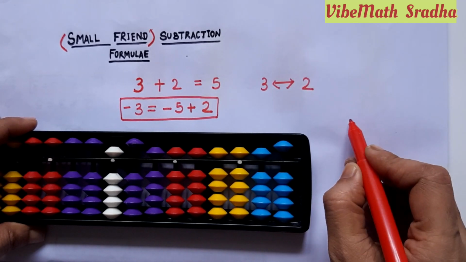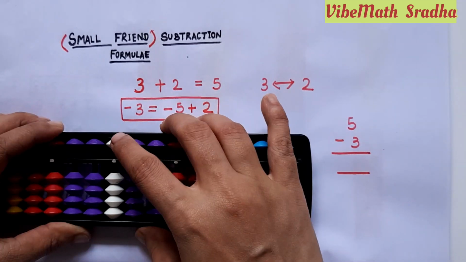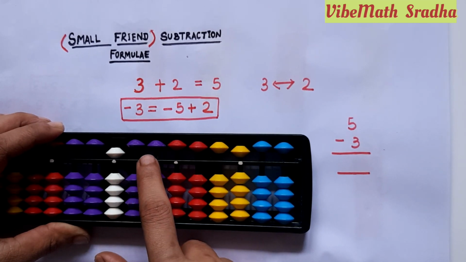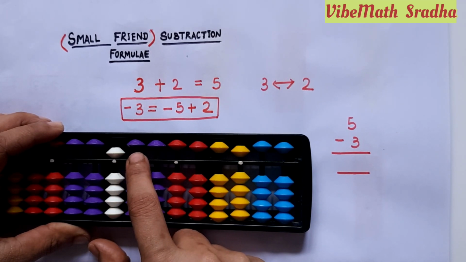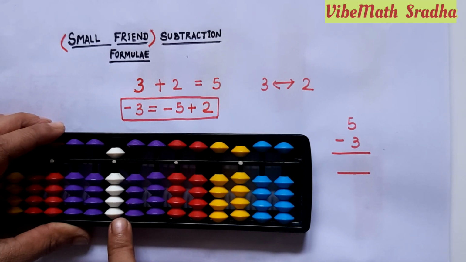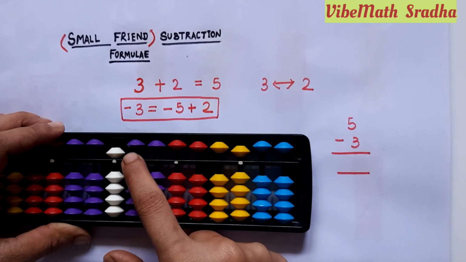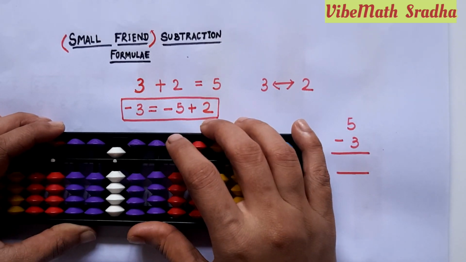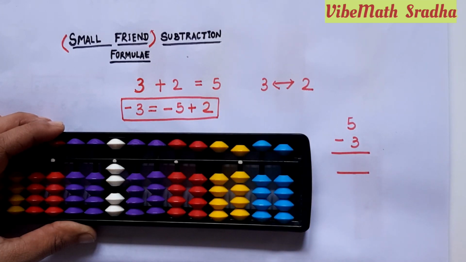Let us take one example, that is 5 minus 3. Here we cannot directly subtract 3 as no lower bits are touching the answering bar. We only have the upper bits available with us, whose value is 5. We cannot directly subtract 3, but we have the upper bits available. In these situations, we can apply this formula to solve this sum. So, minus 3 equals minus 5 plus 2. Our answer is 2.